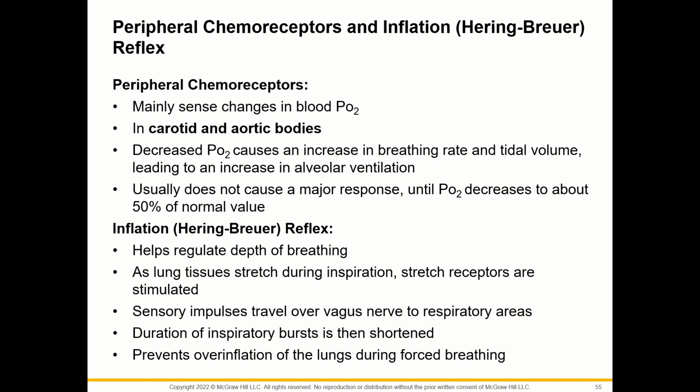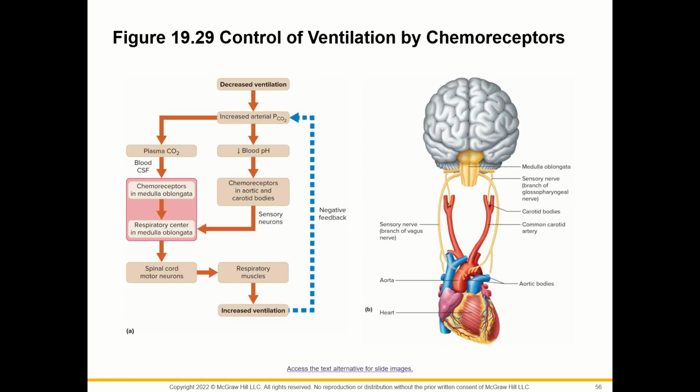And so the inflation reflex helps to regulate the depth of breathing. As lung tissues stretch during inspiration, the stretch receptors are stimulated. Sensory impulses travel over the vagus nerve to respiratory areas. Duration of inspiratory bursts is then shortened, and it prevents the overinflation of the lungs during forced breathing. That's a good thing.